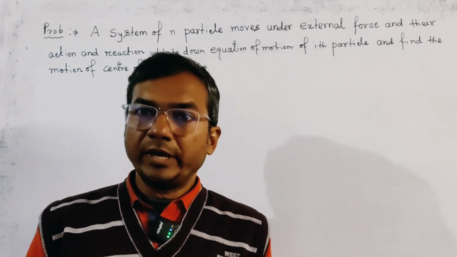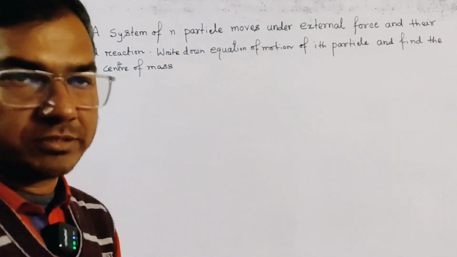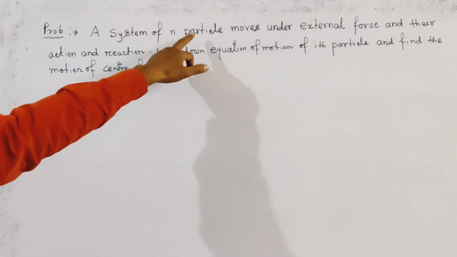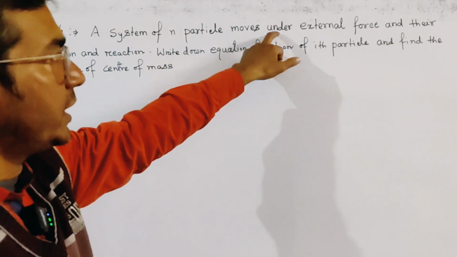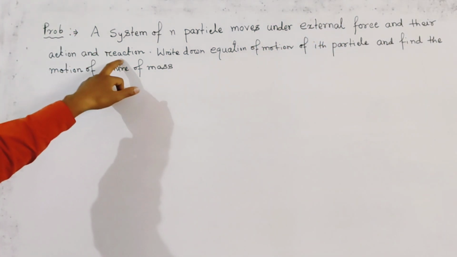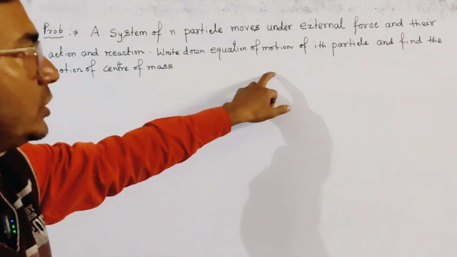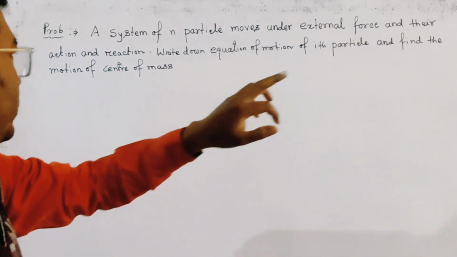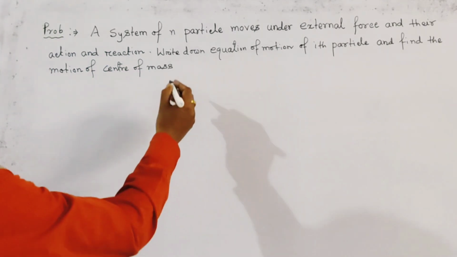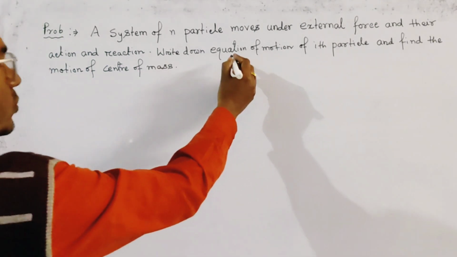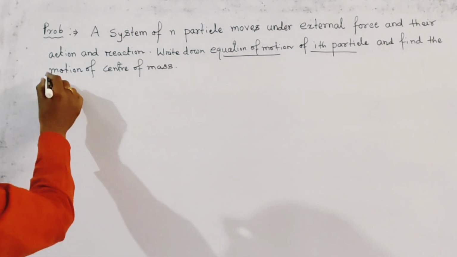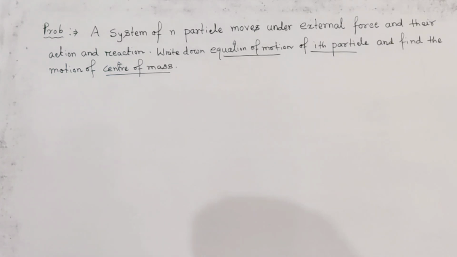Our today's problem from rigid dynamics. The problem is: a system of n particles moves under external force and their action and reaction. Write down the equation of motion of the ith particle and also find the motion of the center of mass. This is our problem. We have to write down the equation of motion of the ith particle, and also find the equation of motion of the center of mass.